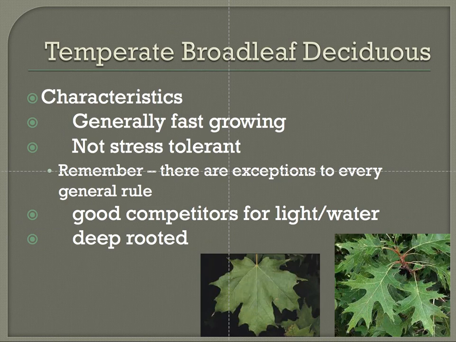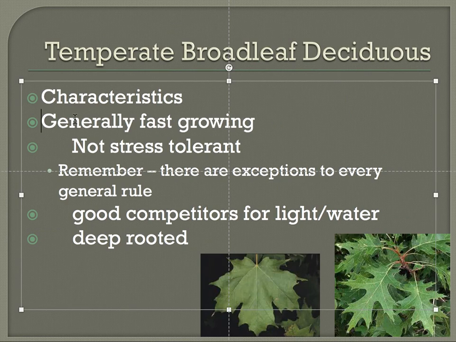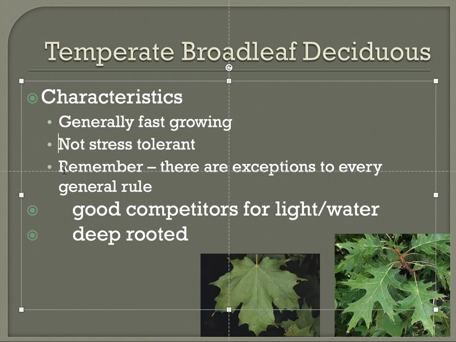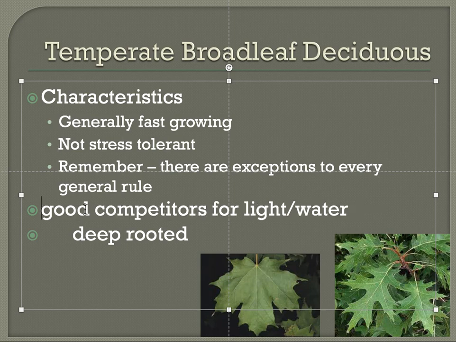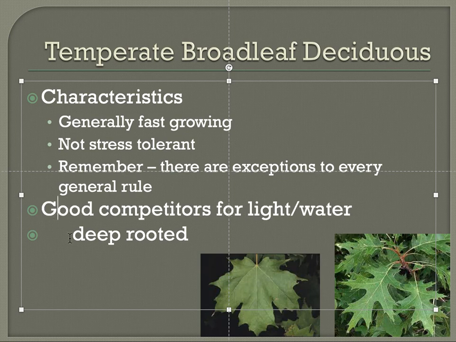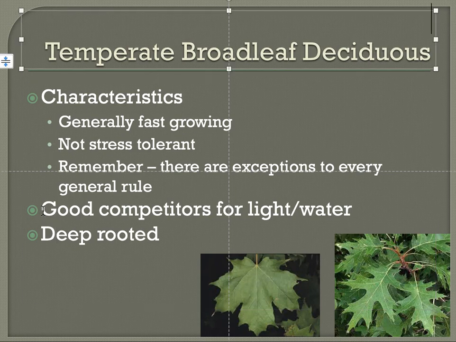These are temperate broadleaf deciduous trees we're going to talk about. General characteristics. I don't like how these bullets ended up. So generally, we consider the temperate broadleaf deciduous trees to be really fast growing, but not very stress tolerant. So they do really well at growing quickly, but they can't handle a whole lot of stress, whatever it is, nutrients, temperatures, water. But these plants are really good at competing for water and light. And they're generally fairly deep-rooted.